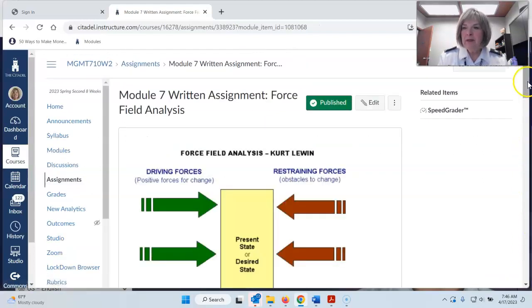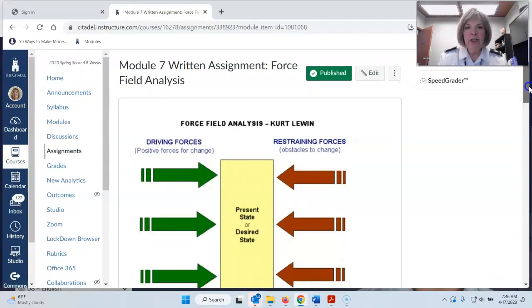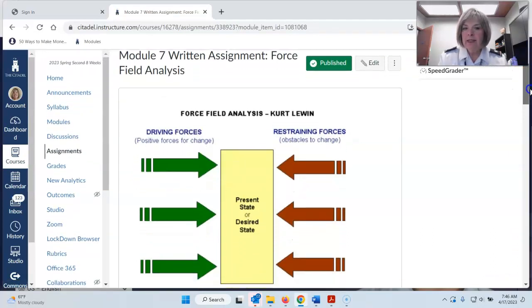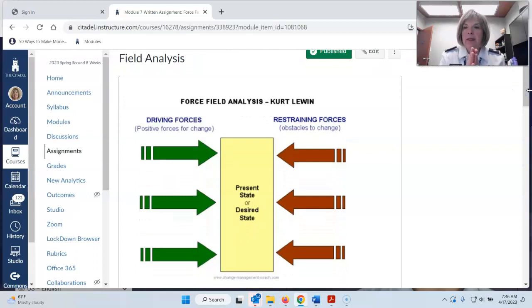Your written assignment this week is going to focus on organizational change and a force field analysis. This is a process you might go through when you're trying to plan a new change, basically figuring out what are the forces pushing for the change, what are the forces pushing against the change, and where you are right now is the equilibrium point, and you're trying to change the current state to whatever your desired change is.